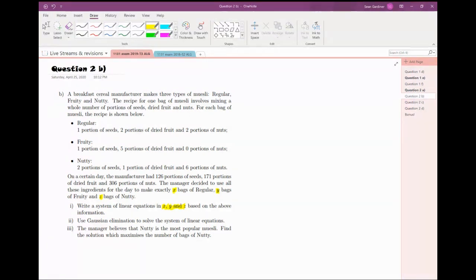And so maybe I'll use a different color here. My x is being associated with the number of bags of regular, and regular has its recipe here, right? Y is the number of fruity bags, and that's the recipe for the fruity things, and Z is the number of bags of the nutty example, right? So maybe I'll just write out in sentence structure what happens in terms of these ingredients in each case, right?